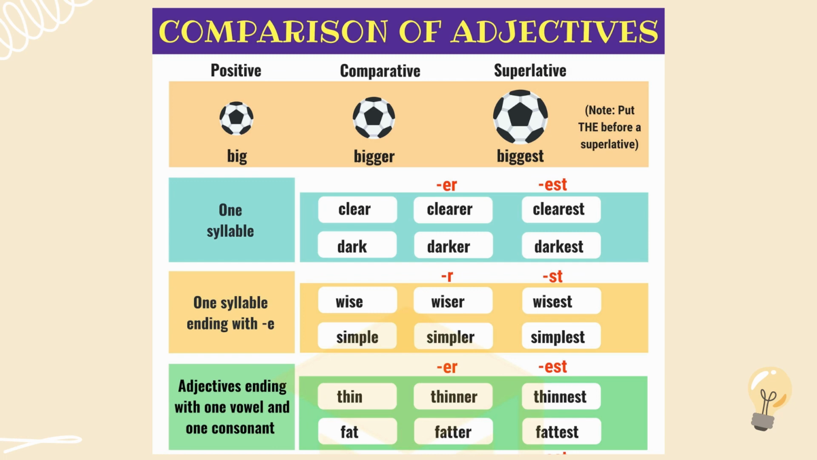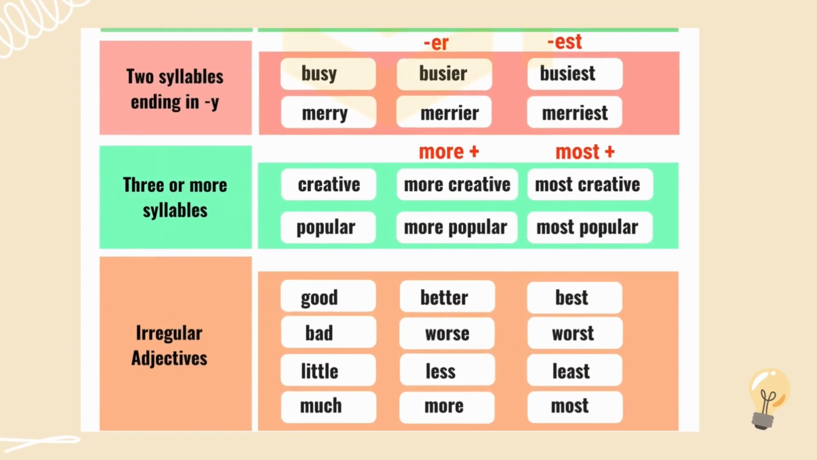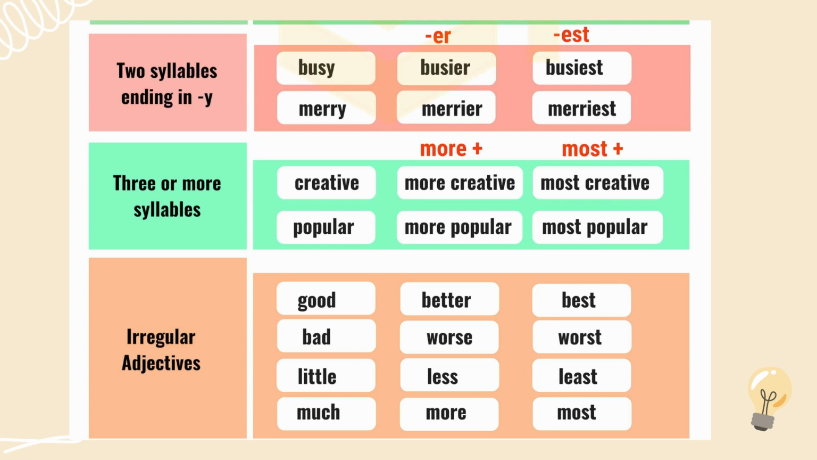Simple, simpler, simplest. Next, adjectives ending with one vowel and one consonant: thin, thinner, thinnest. For a comparative adjective, you need to add -er, and for a superlative adjective, you need to add -est. Fat, fatter, fattest. Moving on with adjectives with two syllables ending in y, for example, busy, busier, busiest.